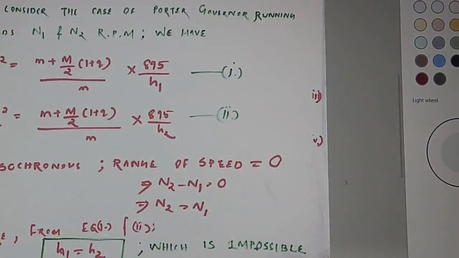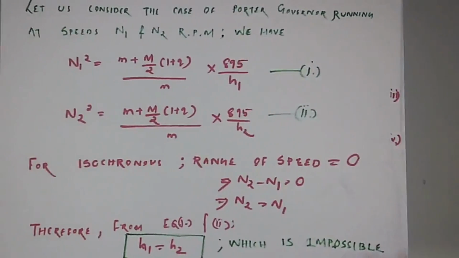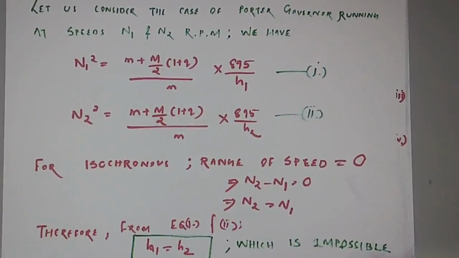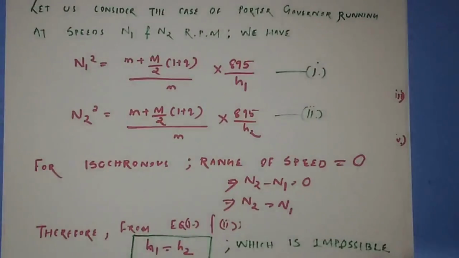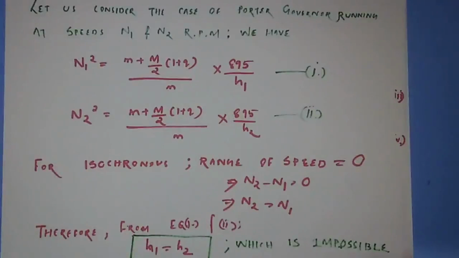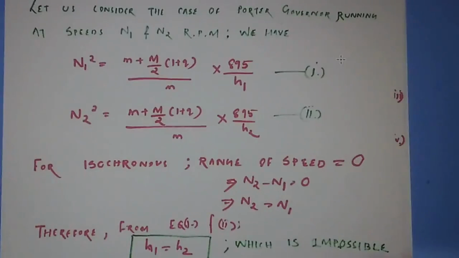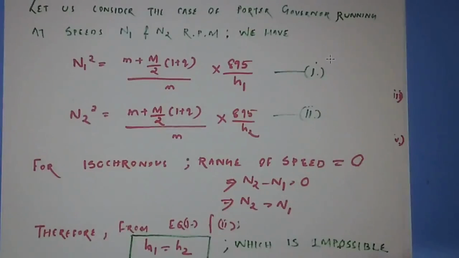So let us see how it is present in a Porter governor. What is the effect of that in a Porter governor? Let us consider a Porter governor running at the speeds n1 and n2 respectively. We have discussed in the Porter governor these expressions very well. If you don't remember, then go to the description link. You can see the other videos on Porter governor and you will be able to see this expression.